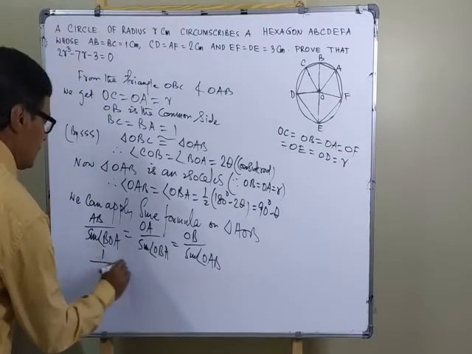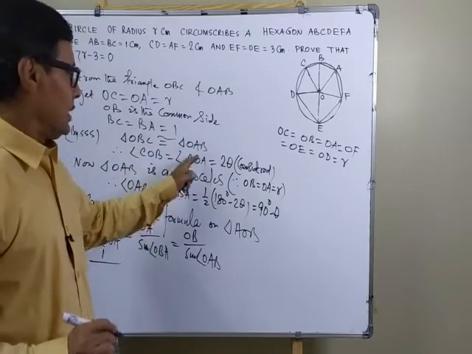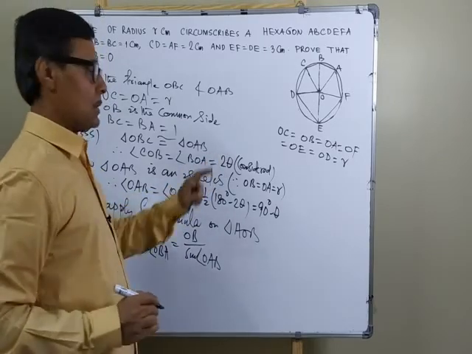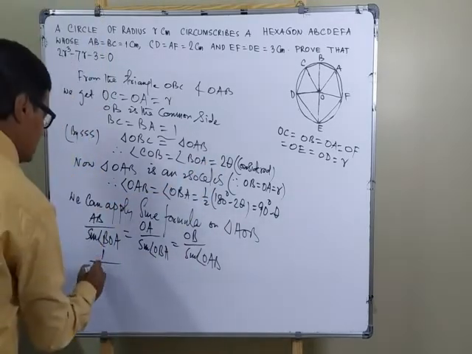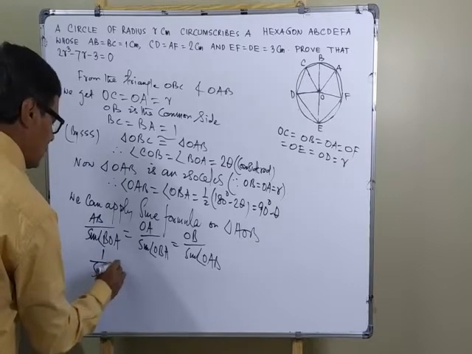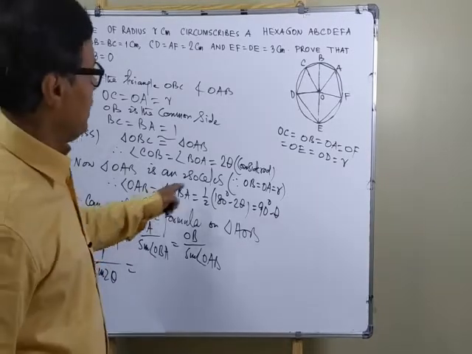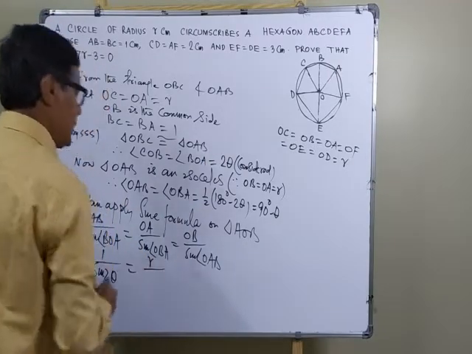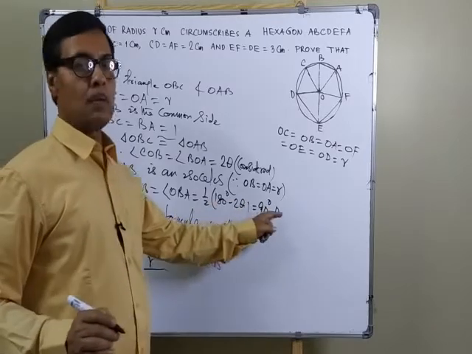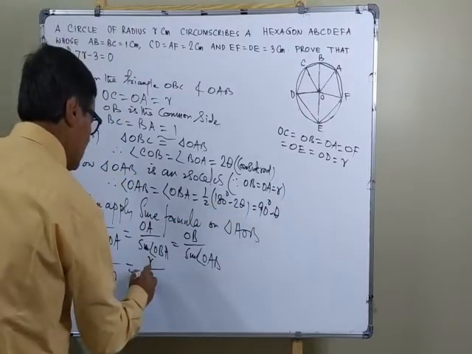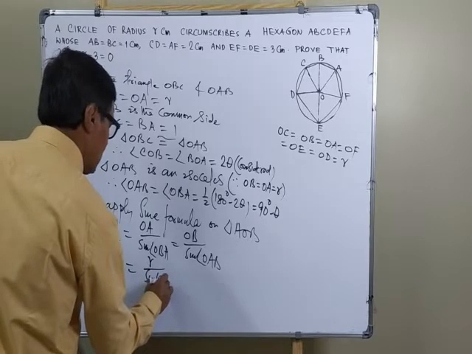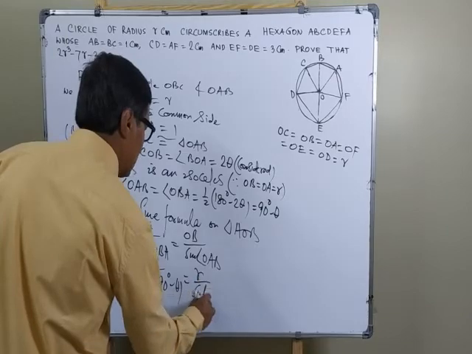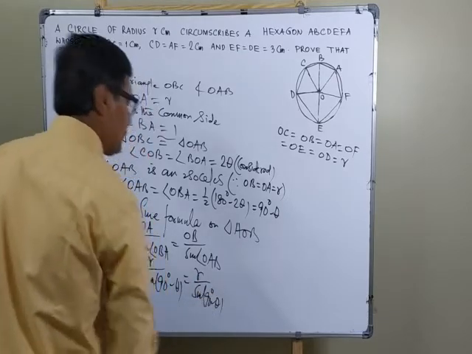So 1 over sine BOA. The value of BOA is 2 theta, so sine 2 theta is equal to OA over sine OBA. OA is the radius of the circle, so R over sine OBA. OBA is equal to 90 minus theta, so we can write this equal to R over sine of 90 minus theta.